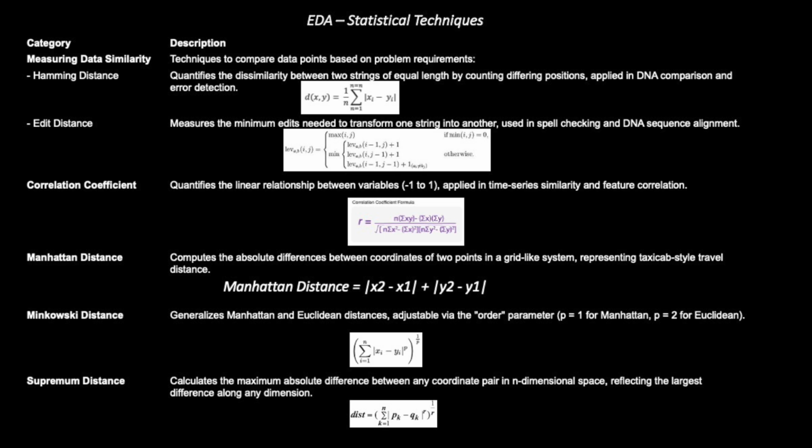Minkowski distance is a generalized distance measure that includes both Manhattan distance and Euclidean distance as special cases. It allows you to control the degree of distance calculation through a parameter called the order or p. When p equals 1, it becomes equivalent to Manhattan distance, and when p equals 2, it becomes equivalent to Euclidean distance.